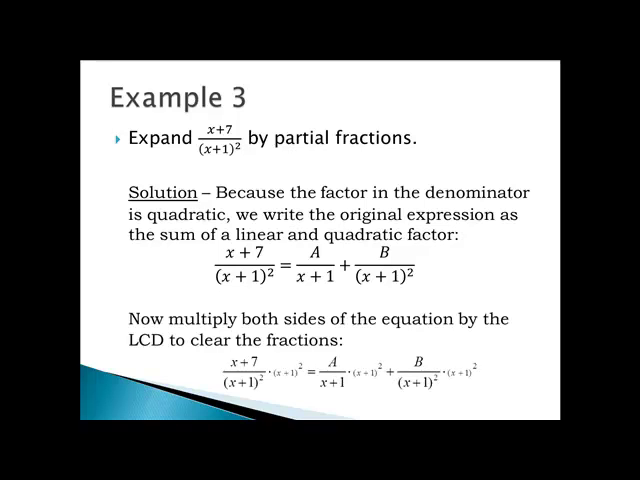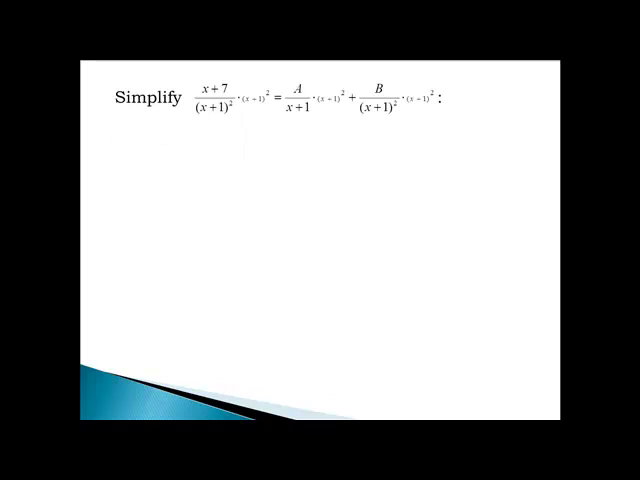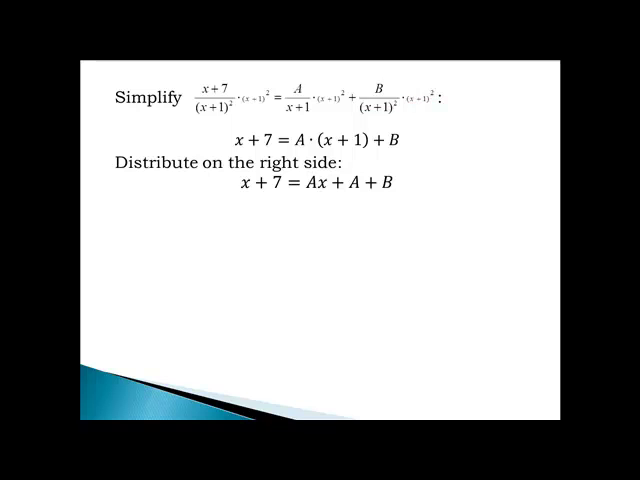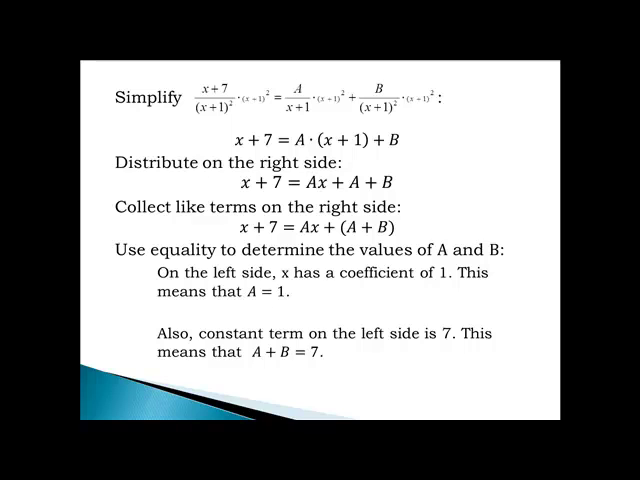I'll again clear my fractions by multiplying both sides of the equation by the least common denominator. In this case, it's the quantity x plus 1 squared. Simplify that expression. On the left-hand side, I'm able to cancel factors of x plus 1 to the second power. In the first term on the right, I'm able to cancel 1 power of x plus 1. And in the second term, I'm able to cancel the factors of x plus 1 to the second power. I'll distribute on the right, collect like terms, and then use equality to determine the values of a and b.